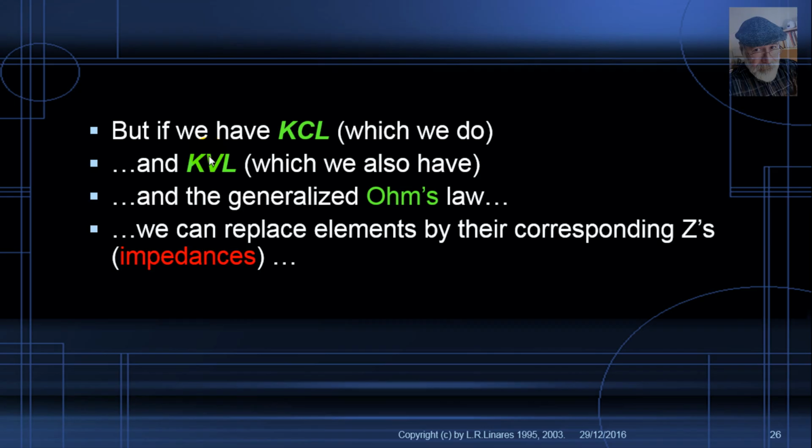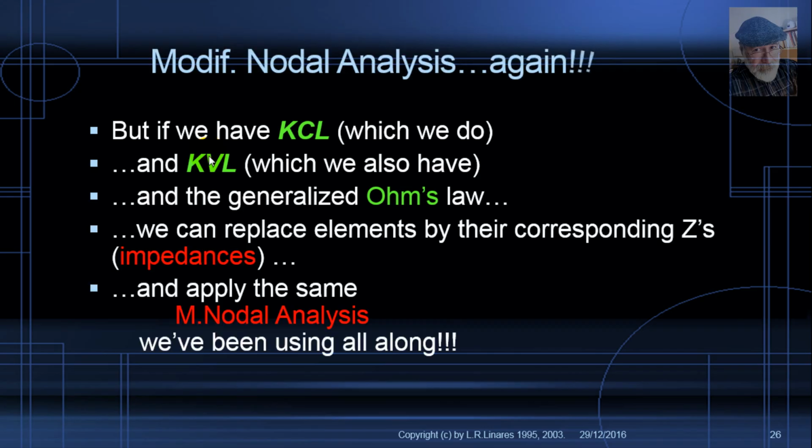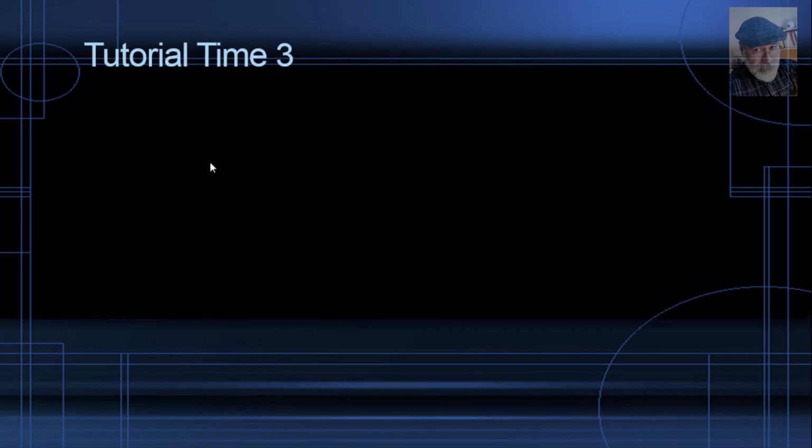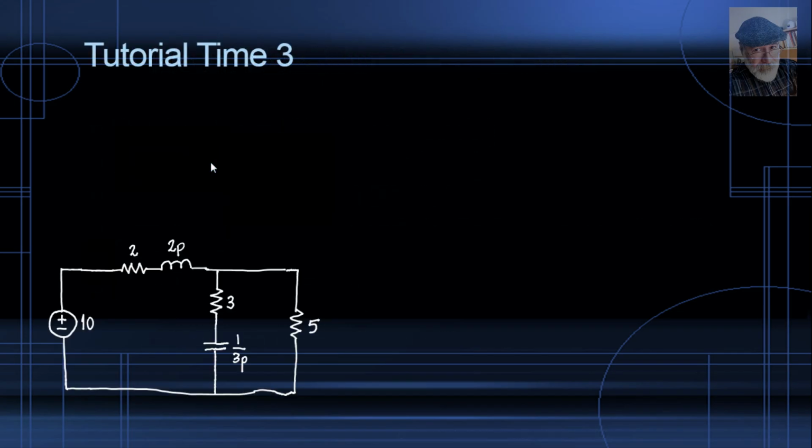Once we've replaced elements with impedances, we can use modified nodal analysis or any other circuit solution method. Let's do that. Tutorial time 3. The circuit is pretty much the first one we've seen, but this time I'll use MNA. Do you remember? Reference node down here, node 1 up there. I'm going to find the current on the left-hand side, the current in the source.